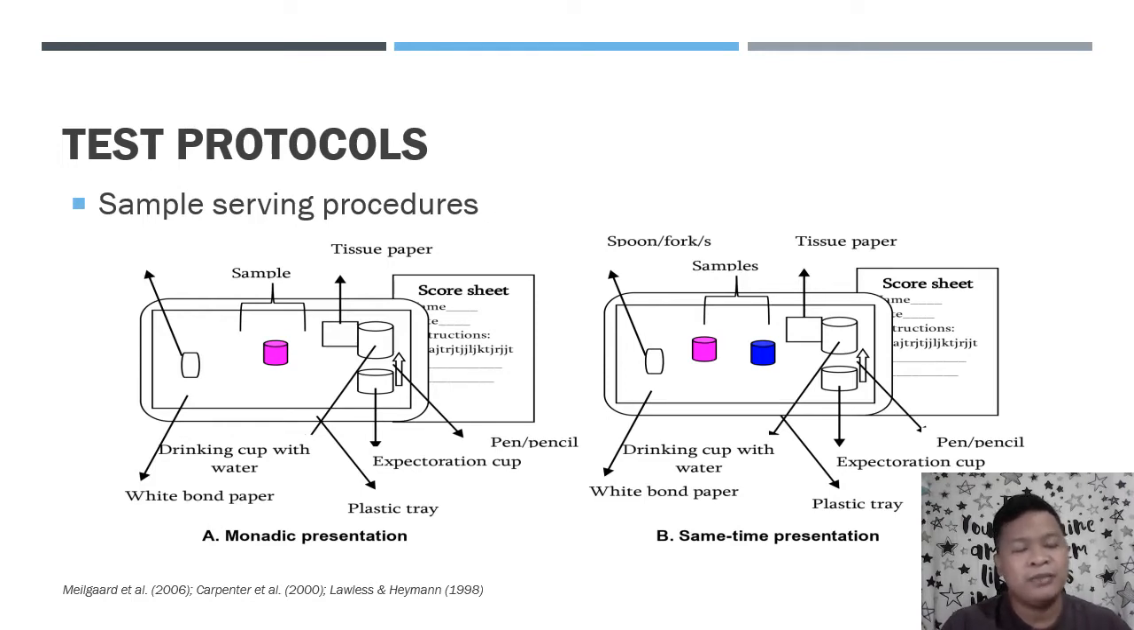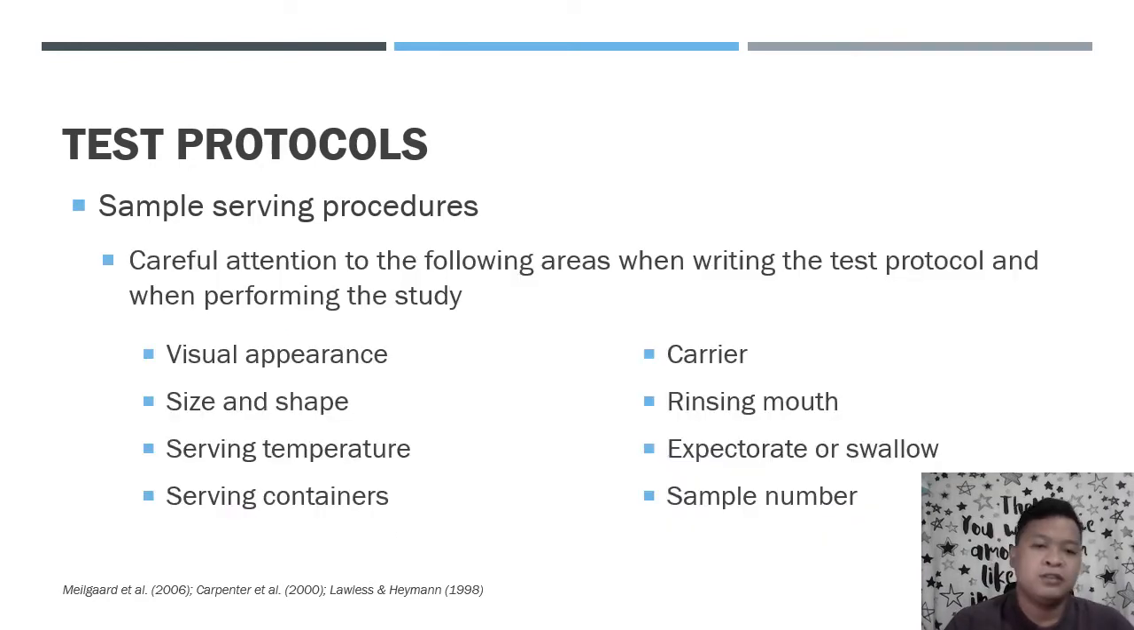Some tests would require that you serve samples one by one, while others that utilize comparison require that the samples be served in sets together. So when you have serving protocols, these are the things that you usually take into consideration. The physical characteristics of your sample, especially if you want to make them as uniform as possible. Like, for example, if you're scooping ice cream, then they have to look the same.